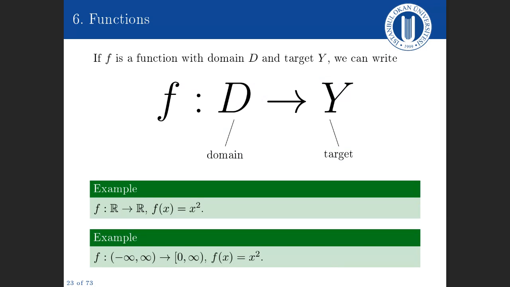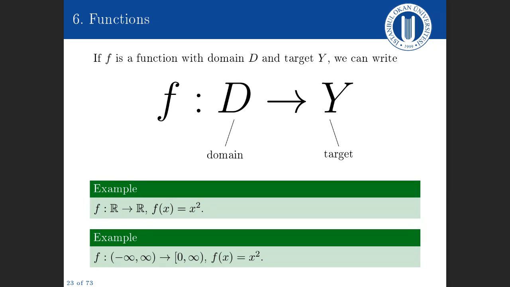If we have a function with domain D and target capital Y, we can write it as f: D → Y. So, for example, we might have the function f from the real numbers to the real numbers with the formula f(x) = x squared. Or a different function, we might have f from the open interval between minus infinity and infinity to the closed interval from 0 to infinity with the same formula f(x) = x squared.